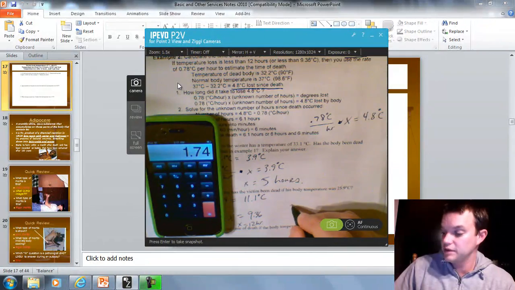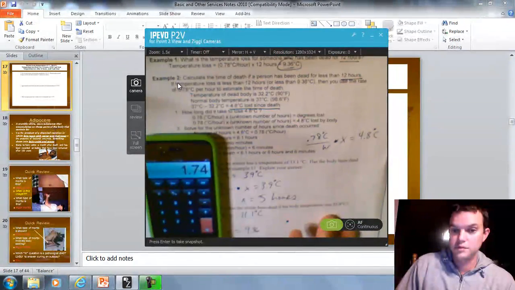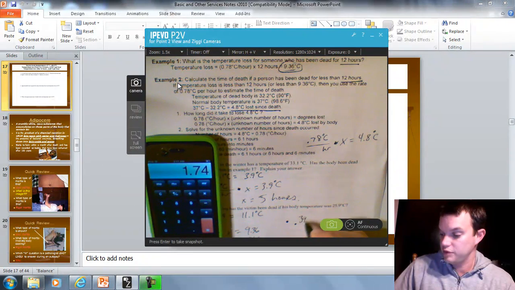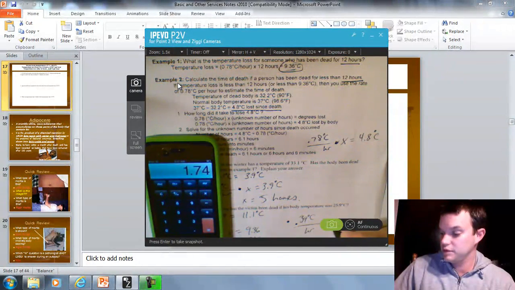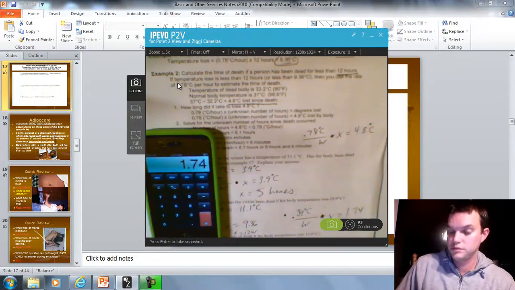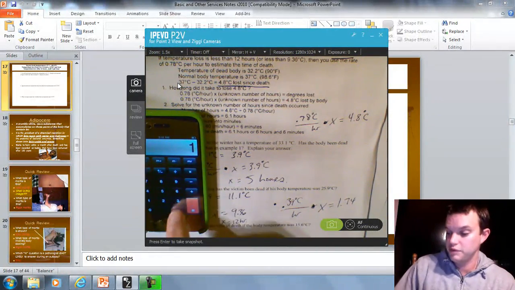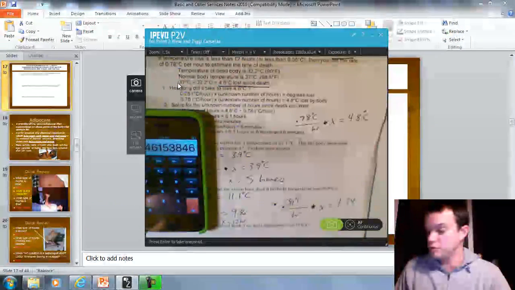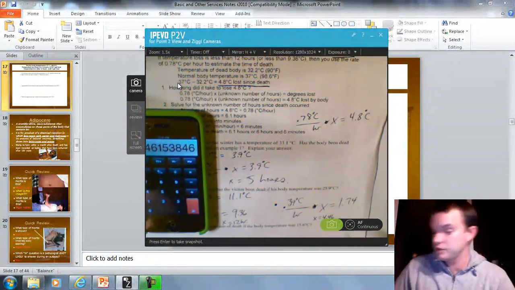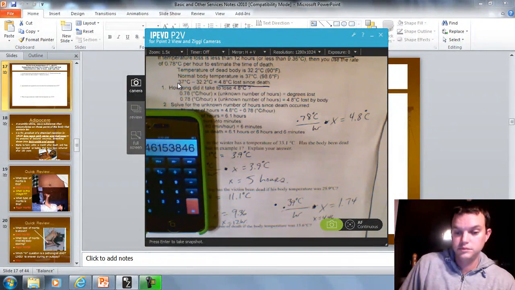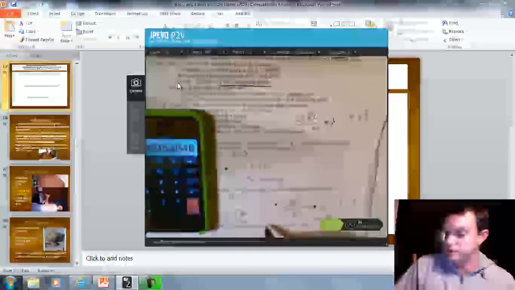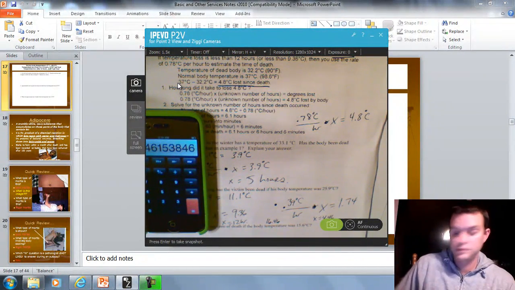So now I got to set it up again, but this time I'm going to use the 0.39 degrees Celsius rate. So 0.39 degrees Celsius per hour, multiplied by a thing we don't know, equals 1.74. Okay. So now I'm going to go 1.74 divided by the 0.39, because once again I'm down to an algebra problem, and I'm getting x equals 4.46. So in this case, I want to add these two numbers together. So 12 plus 4.46 is going to give me 16.46 hours.